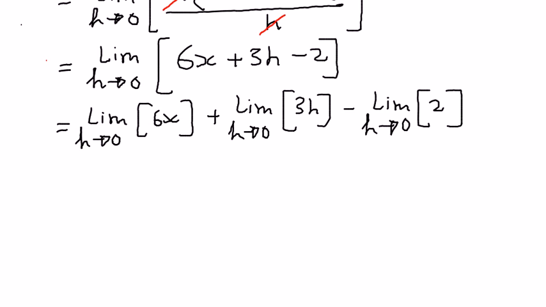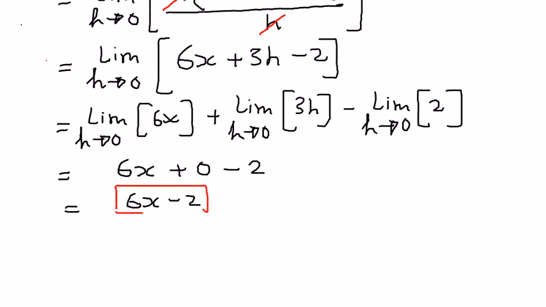So when we simplify this, limit of this function 6x as h approaches 0, it is going to remain as 6x, and then the limit of 3h as h approaches 0 is going to go to 0, and then the limit of a constant number as h approaches 0 is going to remain as a constant number 2. So therefore we are left with 6x minus 2, and this is our answer. This is the derivative of the function.